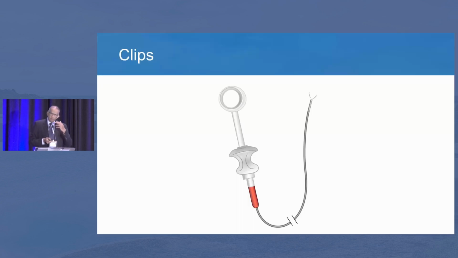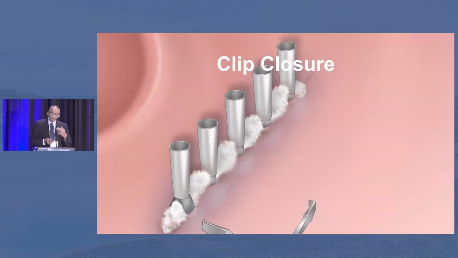Finally, after resection, especially in the right colon, you want to close the defect with clips to cut down the risk of delayed bleeding.